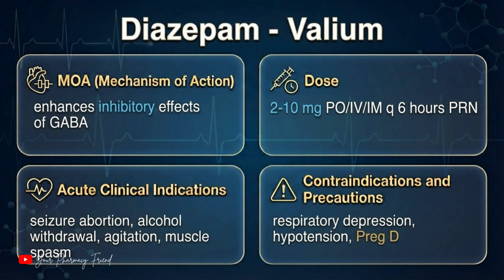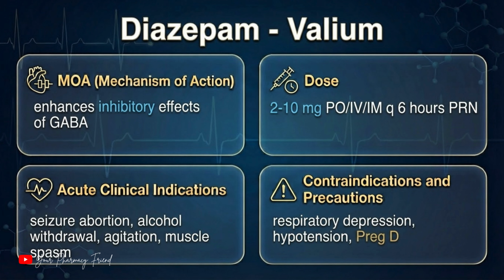Now moving to the acute clinical indications. Diazepam is commonly used for seizure abortion, where its rapid action helps terminate active seizure activity. It is also frequently used in the management of alcohol withdrawal, where benzodiazepines help control symptoms such as agitation, tremors, and risk of withdrawal seizures. In addition, diazepam may be used to treat acute agitation, as well as muscle spasms, due to its central muscle relaxant effects. Now let's discuss the contraindications and precautions.